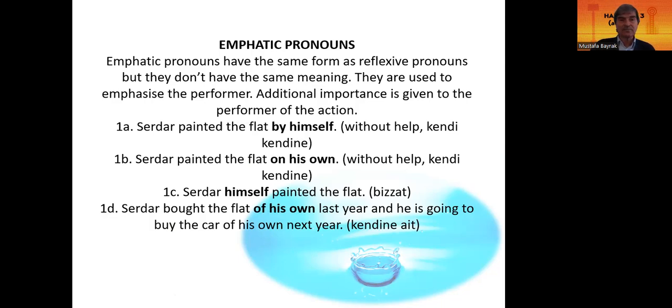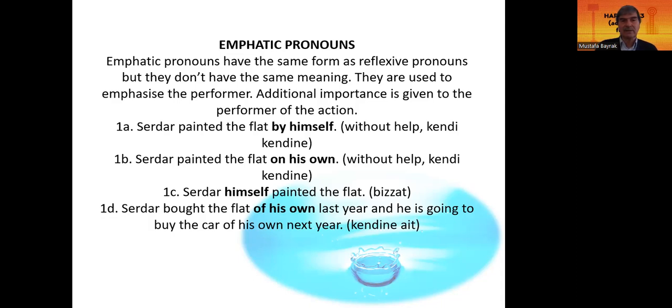1A. Serdar painted the flat by himself. Yes, without help, on his own. 1B. Serdar painted the flat on his own. Again, without help. Serdar himself painted the flat. Okay, this is really important. Serdar himself painted the flat. Neriman herself painted the windows.